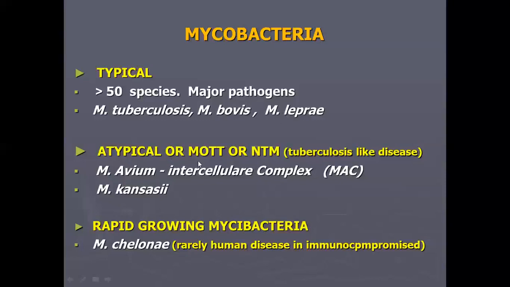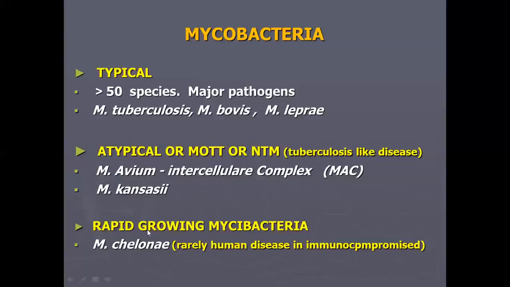Atypical mycobacteria are the mycobacteria other than tuberculosis, the non-tuberculous mycobacteria. They cause tuberculosis-like disease, not the real tuberculosis, particularly in AIDS individuals. Mycobacterium avium complex, the MAC, or Mycobacterium avium intracellulare complex, is the infection that we see mostly in immunocompromised individuals like AIDS patients. And we have another organism, Mycobacterium kansasii.